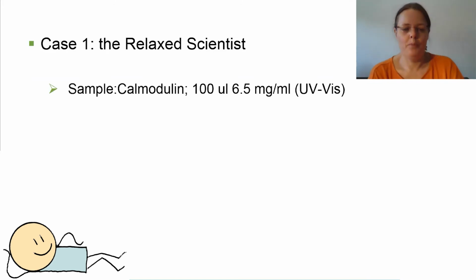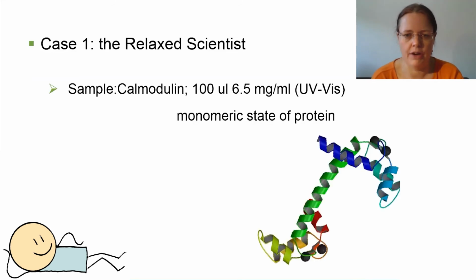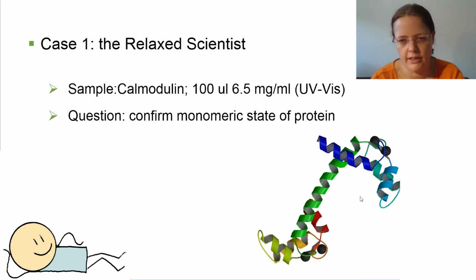So our first case, we have the very relaxed scientist. He's studying calmodulin. And for the paper, he just has to verify that the crystal structure that he has, which shows that it's in the monomeric state, is the true state of the protein also in solution. So he comes to the beamline and wants to measure his sample and show that it's a monomer.